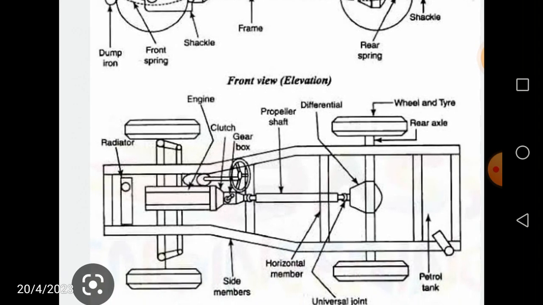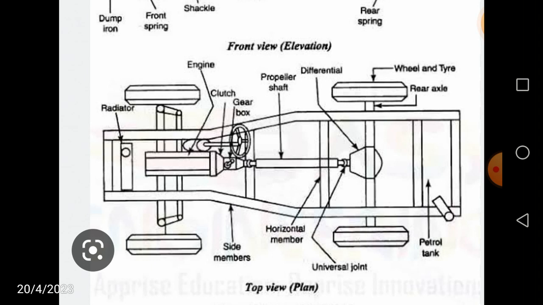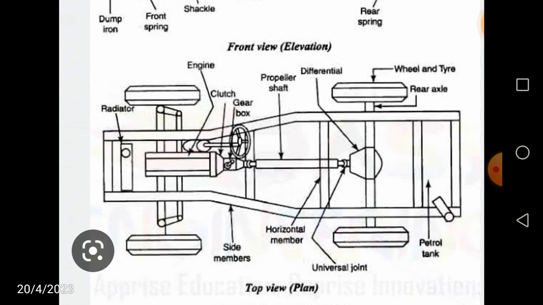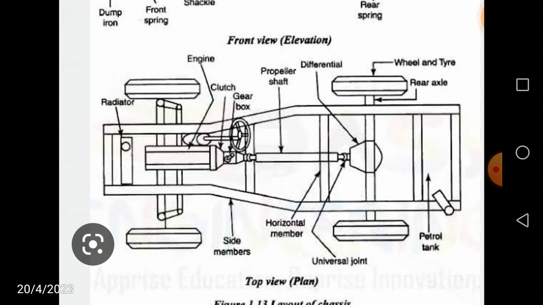Okay friends, if you see this top view, these are the elements. Normally the radiator will be in the front and the petrol tank will be at the back side of your vehicle, and behind the radiator there will be the engine. After that you have a clutch. Between the engine and clutch we have a flywheel also, friends. Then after that we have a gearbox, which is also called manual transmission. Then we have one universal joint, which will be connected to the propeller shaft, and one more universal joint is there.